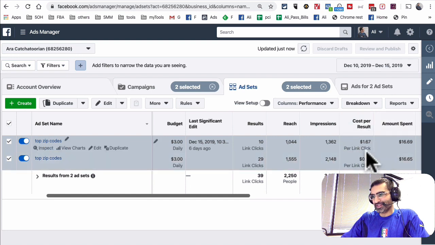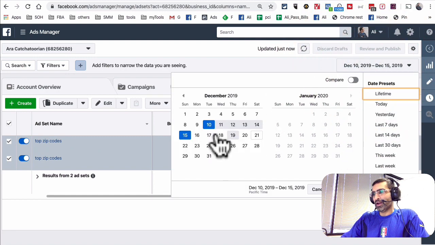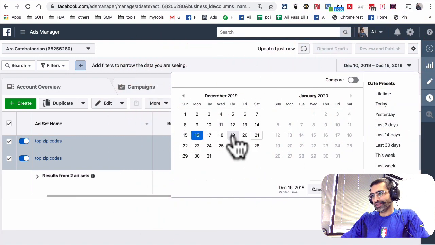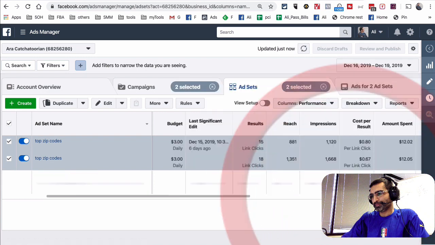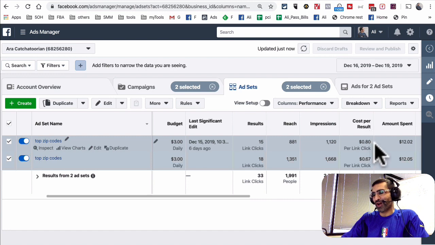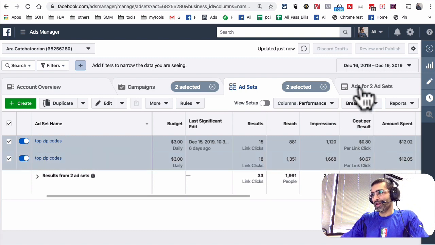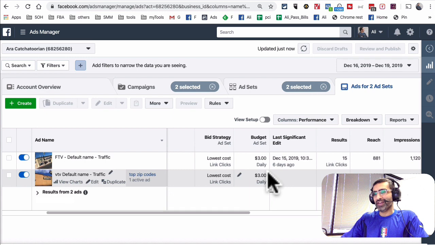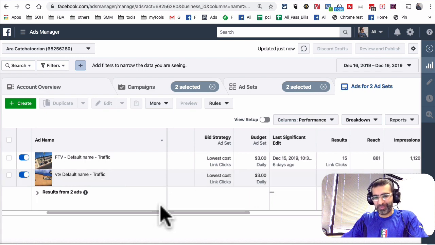On this campaign, we're paying $1.67. So I made the change on the 15th. And now let's look at the data from December 16 to December 19. And let's see. And look at this. So it's still not the same, but a huge improvement. From $1.67, it came down to 80 cents. So what's the change? And you guys are gonna laugh, and I did too. Let's look at the ads now. The difference was the thumbnail.